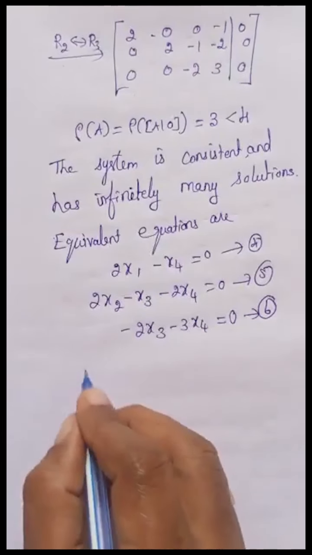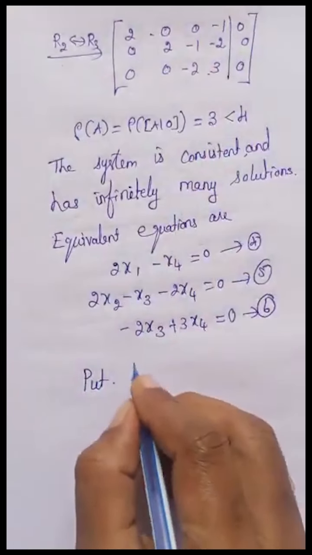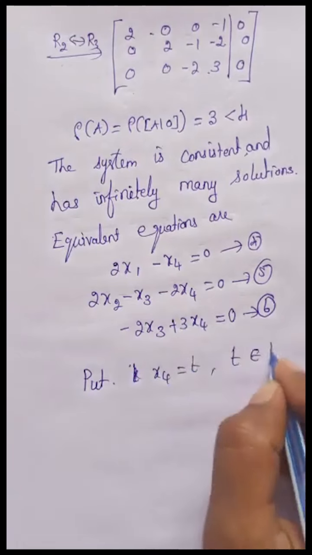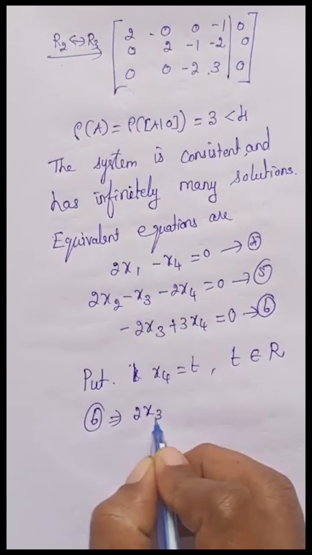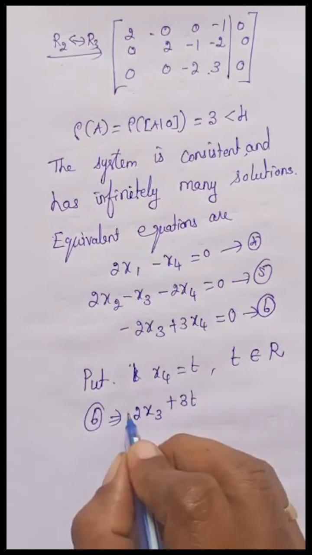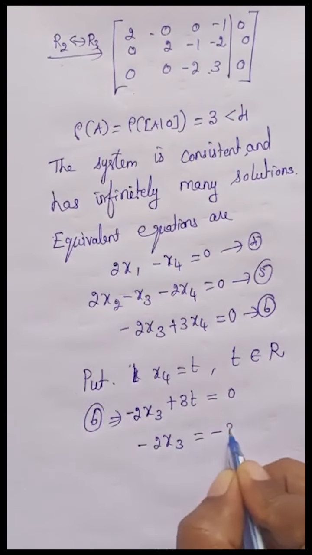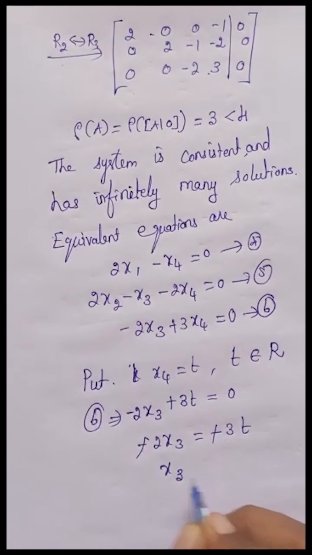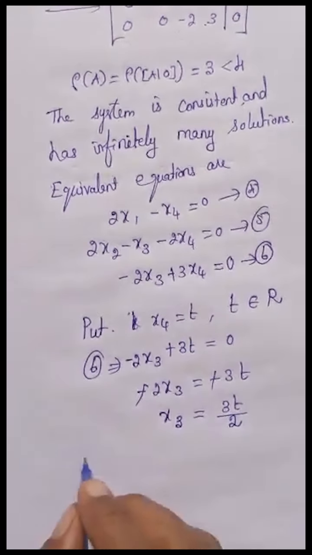What we should do? As usual, put x4 is equal to t, where t belongs to the real numbers. So equation 6 implies 2x3 plus 3t is equal to 0, or 2x3 is equal to minus 3t. Minus and minus will get cancelled, isn't it? So we have got x3 is equal to 3t by 2. Now shall we substitute in equation 5?